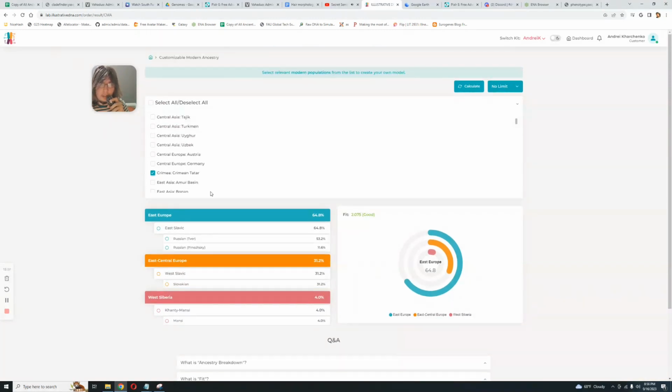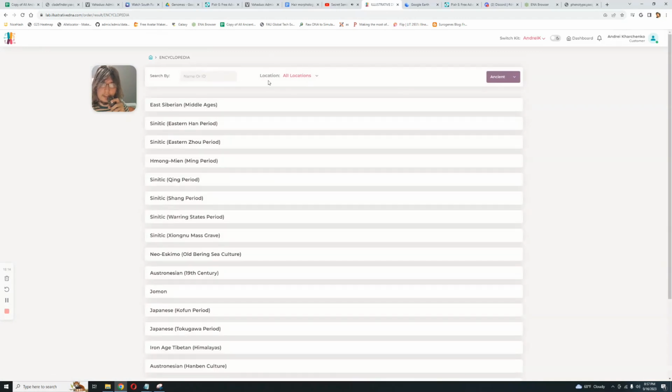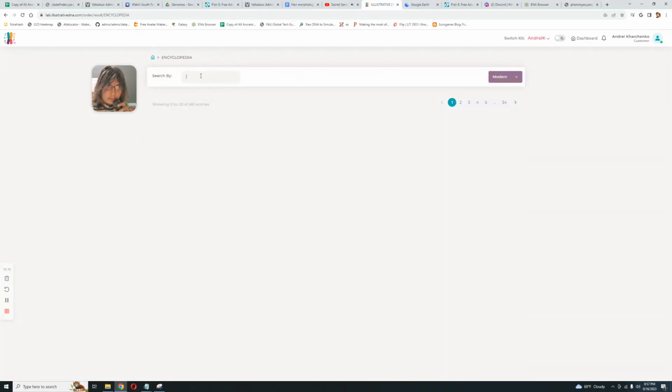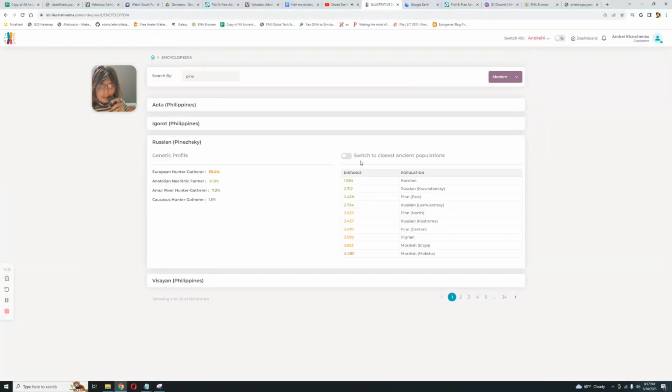Okay. By the way, let's talk about this Pinezhsky right here. Let's get into this sample database, switch to modern and let's look it up. I'm typing with one hand. You can see it's most similar to Karelians, followed by Krasnoborsk. Krasnoborsk Russians do have a little bit of Slavic admixture, like more. Still not much, maybe like 30%, but they have a little bit of Slavic admixture.